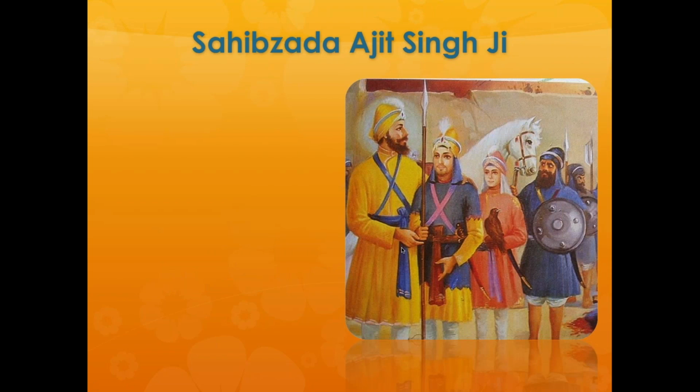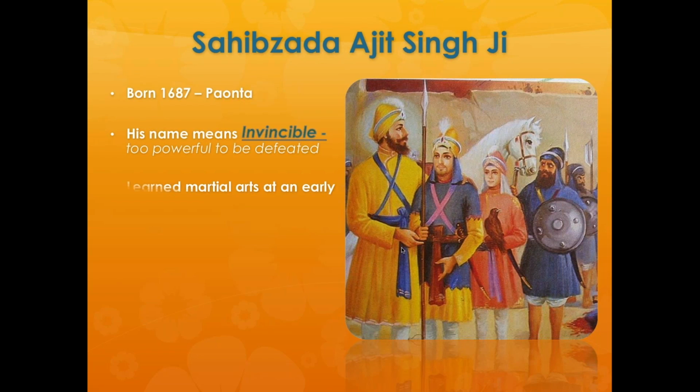we are going to go ahead and look at the first Sahibzada, Sahibzada Ajit Singh. I'm just going to give you some facts about Sahibzada Ajit Singh before we continue on with the Sakhi about where Guru Sahib and the Vade Sahibzade went, and Mata Gujri Ji and the Chote Sahibzade. So the first Sahibzada we're going to talk about is Sahibzada Ajit Singh Ji. He was born in 1687 in the city of Paonta, also known as Paonta Sahib now. His name means invincible, so too powerful to be defeated.